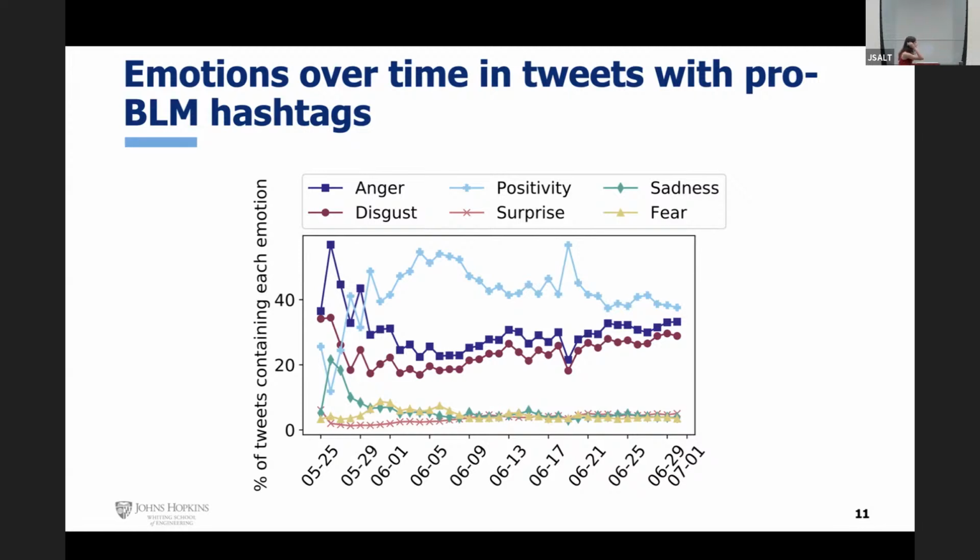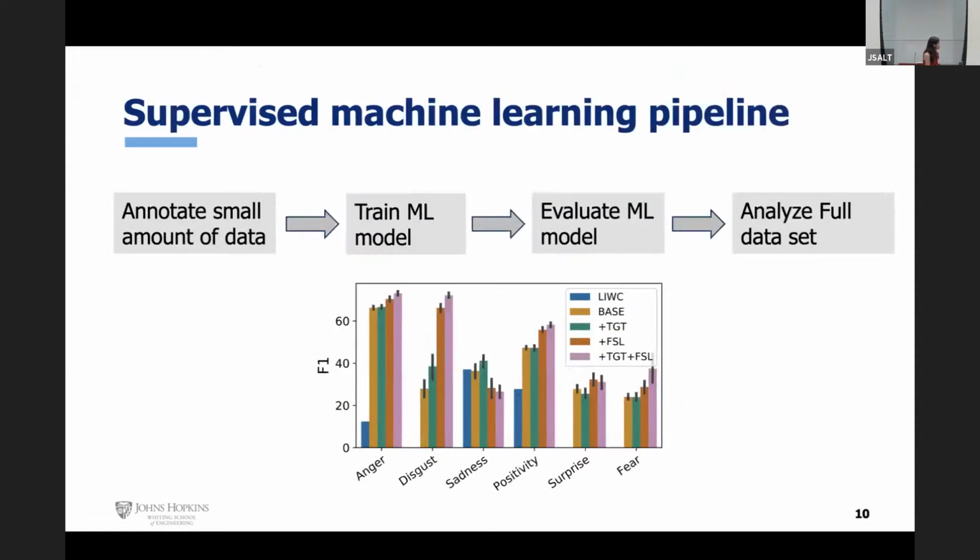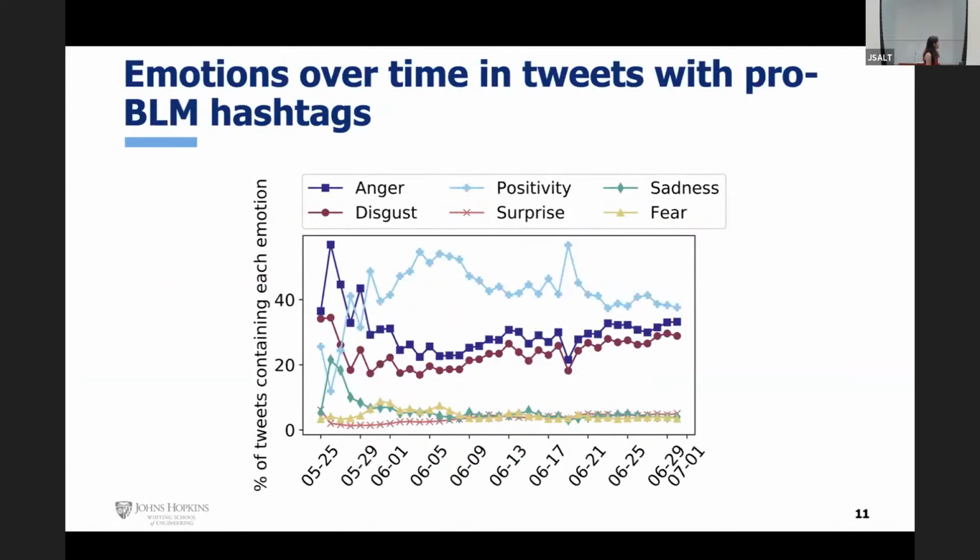Okay. So this is the output of this pipeline. We take the model and infer emotion labels over the full data set. What I'm showing you is the percent of tweets, as estimated by the model, that contain each emotion over each day of the data set. When we look at this chart, there are a couple of things that I think are pretty interesting. One, we see this initial peak in anger. In the first day or two, it's the most commonly expressed emotion as measured by our model. But then it drops off and plateaus.